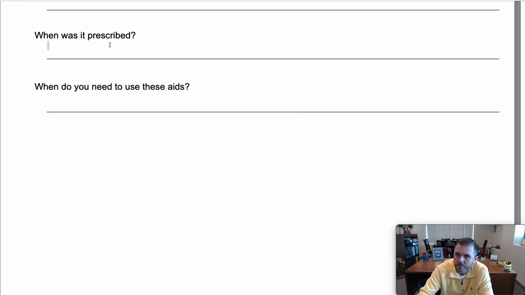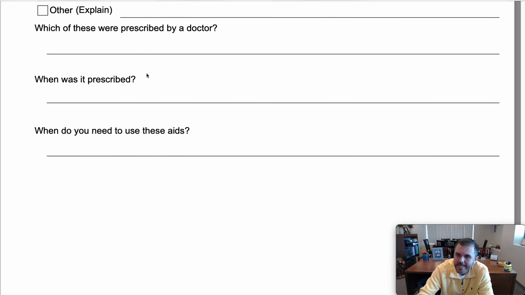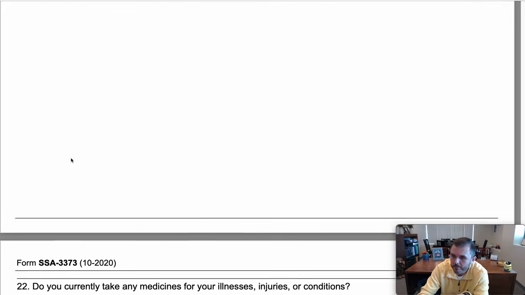And again, when was it prescribed? This date, say it's August 1st of 2023 or 2024, whatever, that's going to determine a lot of times when Social Security finds you disabled. They'll say, yes, you're disabled as of the date that you were prescribed the cane. That directly affects how much back pay or past due benefits you receive. That's why it's important to get those prescriptions as early as possible.